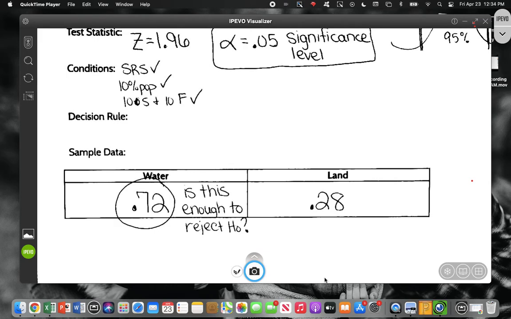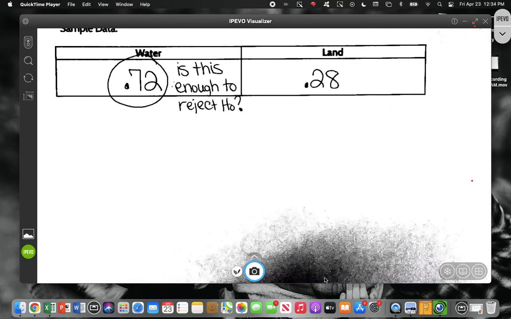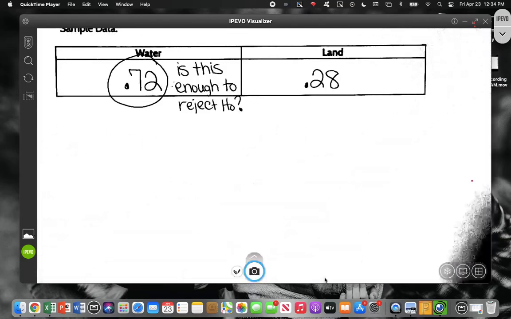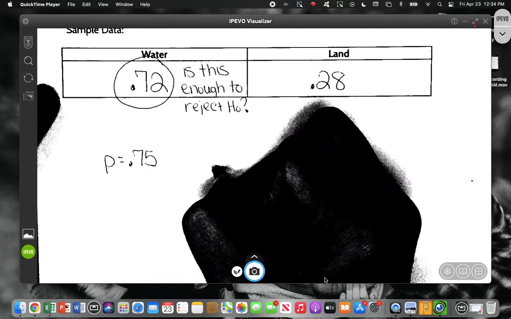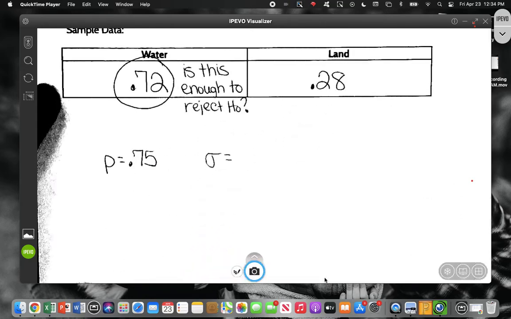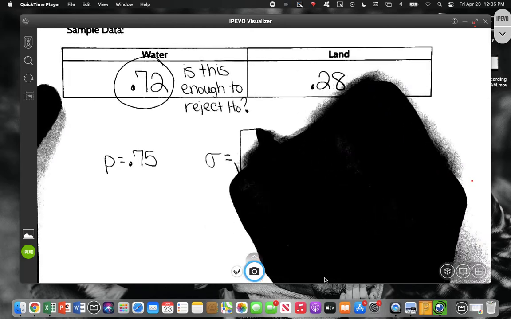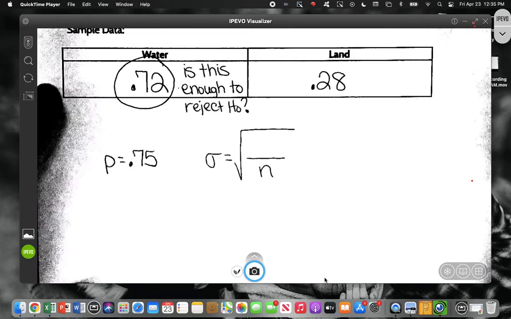All right, so what we are going to do is we're assuming that the null hypothesis is true, but we're testing it. So that means that our p-value is 0.75. Do you guys remember how to find the standard deviation? It's something divided by the square root of n. What goes on the numerator here?